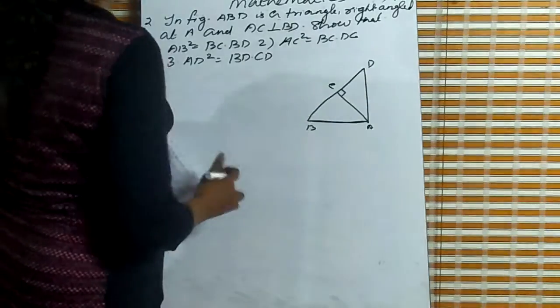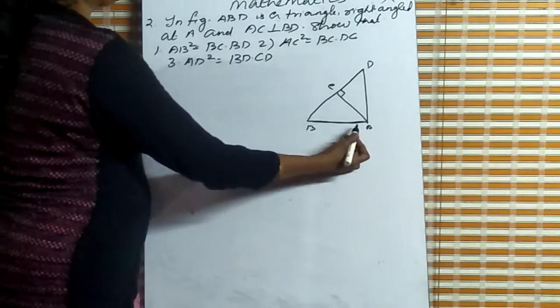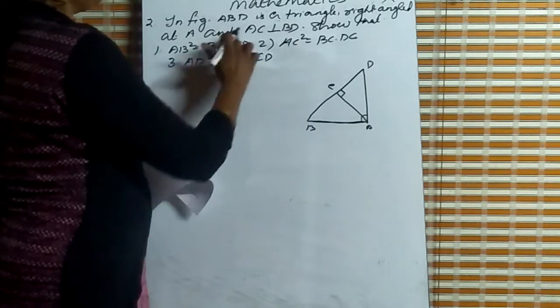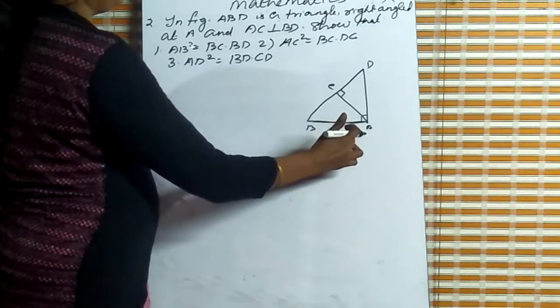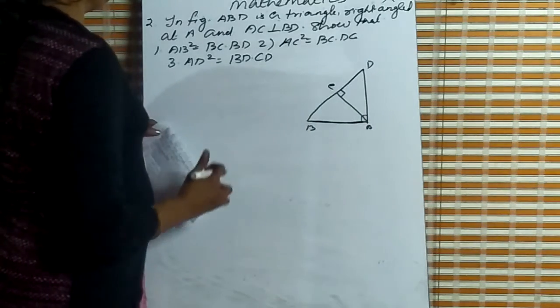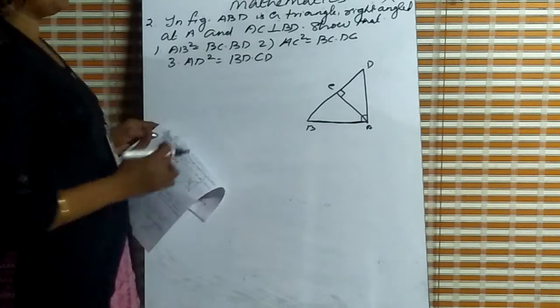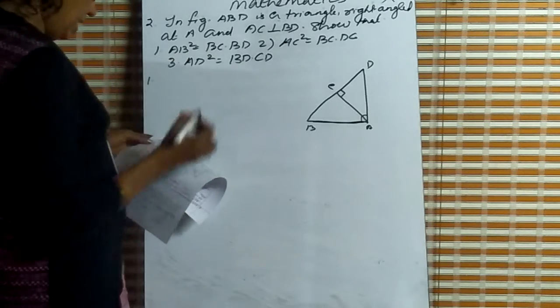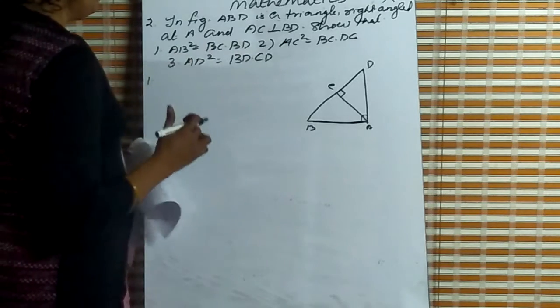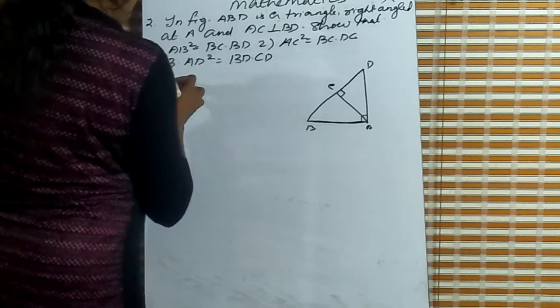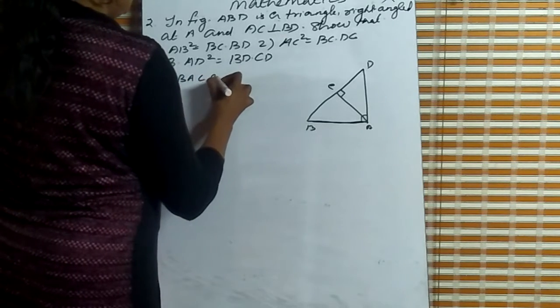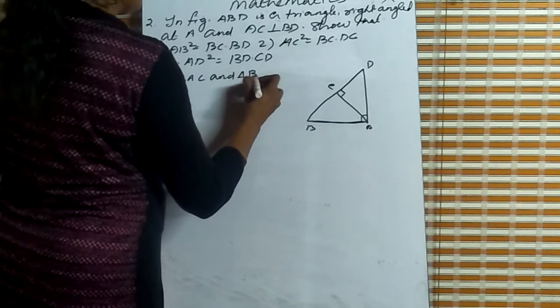See, the figure is given. ABD is a triangle, right angled at A, and AC is perpendicular to BD. Show that 1. AB square is equal to BC into BD. To prove AB square is equal to BC into BD, first we take the triangle. To prove one, we take triangle BAC and triangle BDA.